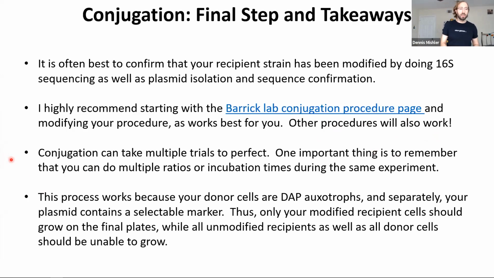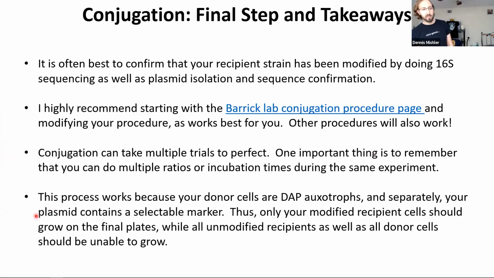Importantly, conjugation can take multiple trials to perfect. One important thing is that you can do multiple ratios or incubation times during the same experiment. On a plate, you can put multiple reactions down there and try several things at once. You could always do 2 plates, let one incubate for half a day, another one incubate for a day or 2, and then move on to the next steps. So you can do multiple at the same time.